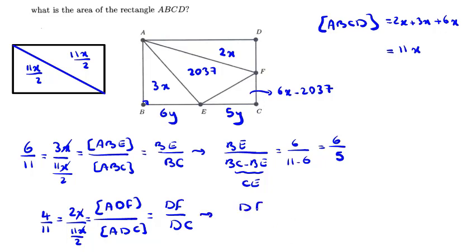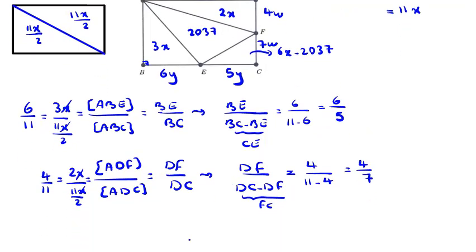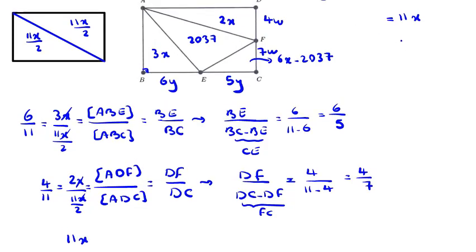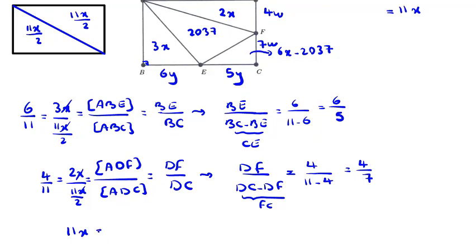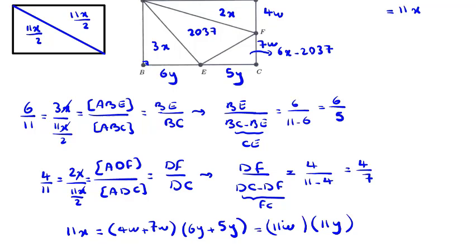So here we say, okay, DF over DC minus DF equals 4 over 11 minus 4. DC minus DF is FC. So it will be 4 over what? 4 over 7. So you can say DF is 4w, and this length is 7w. Okay, now we can say the area of the rectangle is 11x. We've counted here. Also, you can say, okay, this length is 11w, 4w plus 7w, times this length, which will be 6y plus 5y. So it will be 11w times 11y. You can cancel these two 11s. It will be x equals 11wy.